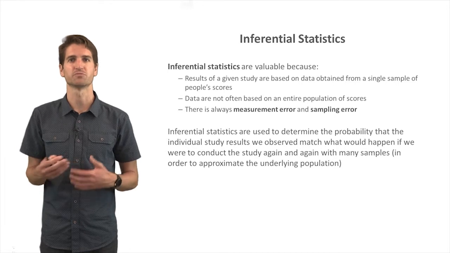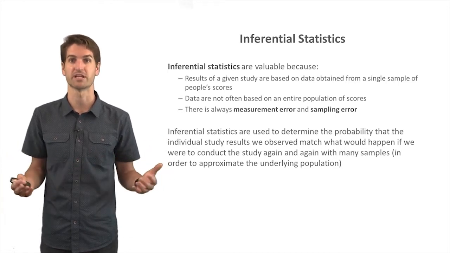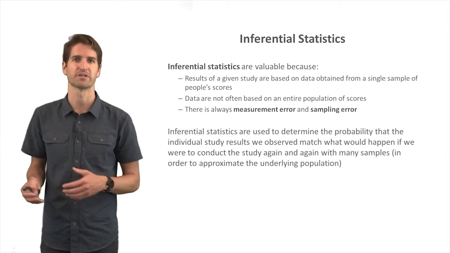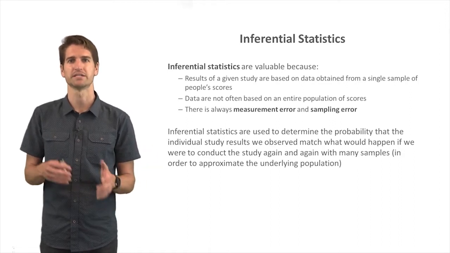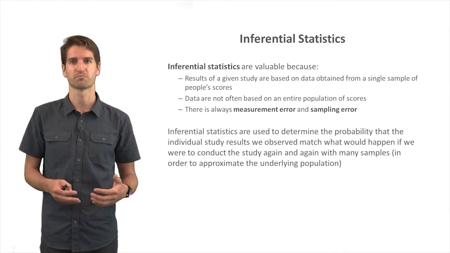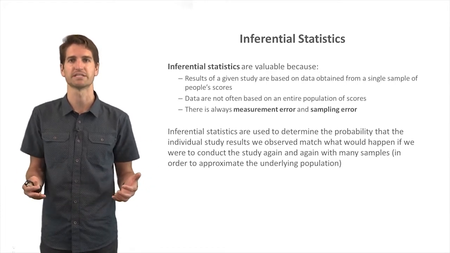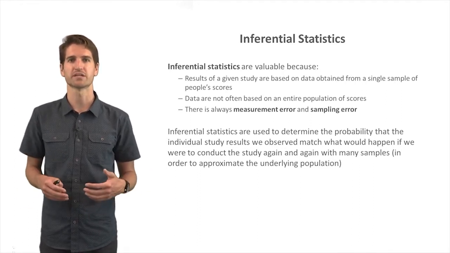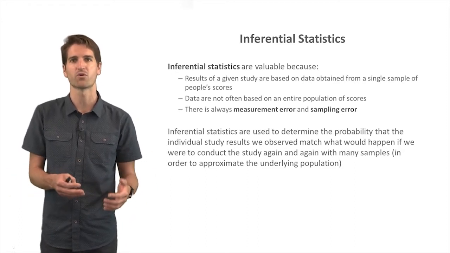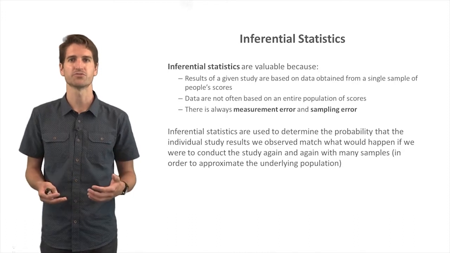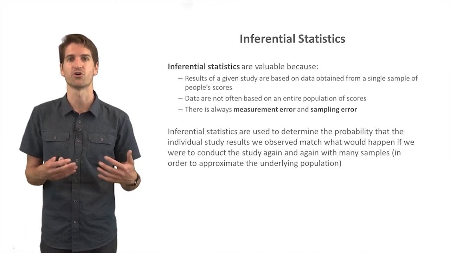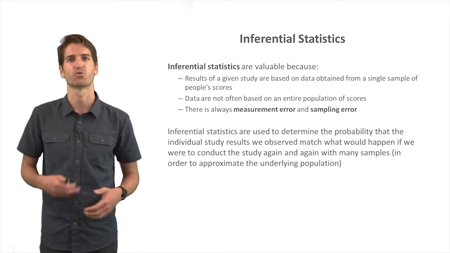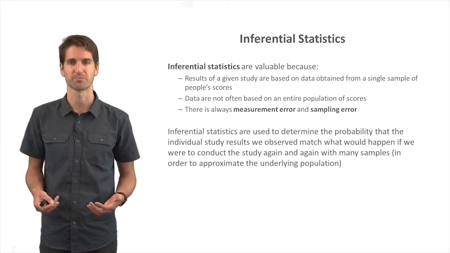Inferential statistics are valuable because the results of a given study are often based on data obtained from a single sample. For this reason, there are a number of things we need to account for, like sampling error, measurement error, and so forth. Further, data are often not based on an entire population of scores, because the reason we pick a sample is that it's often not feasible or even possible to get data from every single person or case in the underlying population. And as I mentioned, there's always going to be some kind of error, whether that's measurement error or sampling error. So inferential statistics are used to determine the probability that an individual study result that we observe matches what would happen if we were to conduct the study again and again with many samples, in order to approximate what we would find in the underlying population.